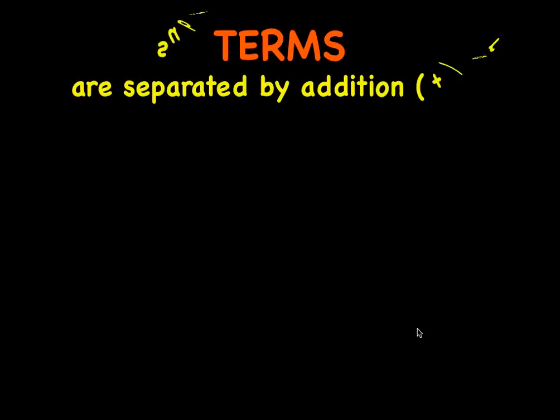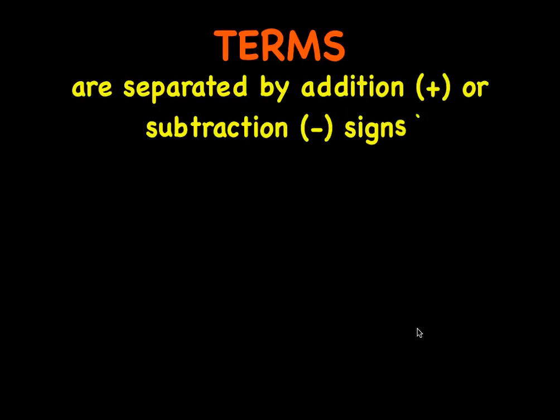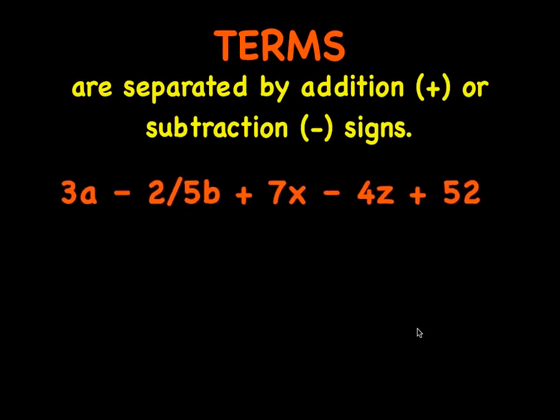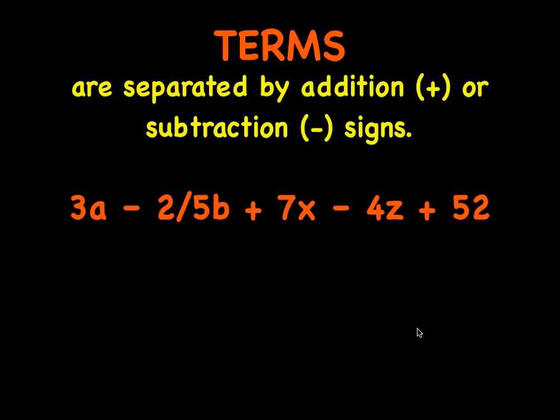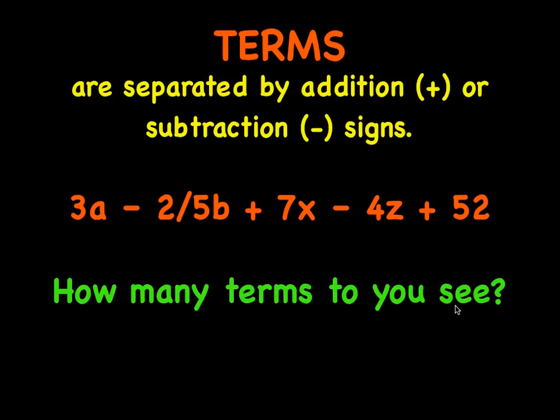Terms are separated by addition or subtraction signs. So if we look at this expression on the screen, we notice that there are several addition and subtraction signs. We have them here, here, here, and here. So the terms in this expression are separated by those. How many terms do you see in this expression? If you thought 5, you are correct.